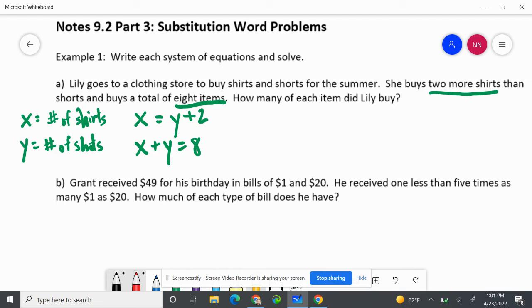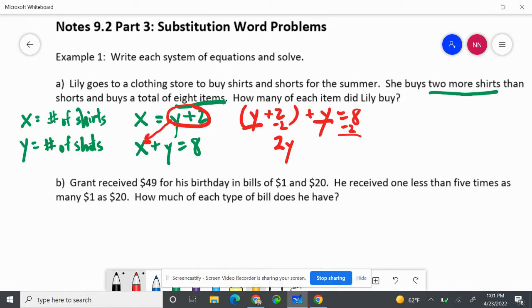We're going to solve this by substitution. We're going to take the y plus 2 and plug it into, not the y, into the x. When we do that, instead of an x, we have a y plus 2, and then we have another y, and that's equal to 8. y plus y is 2y. I subtract the 2 on both sides, and I get 6. So y is equal to 3.